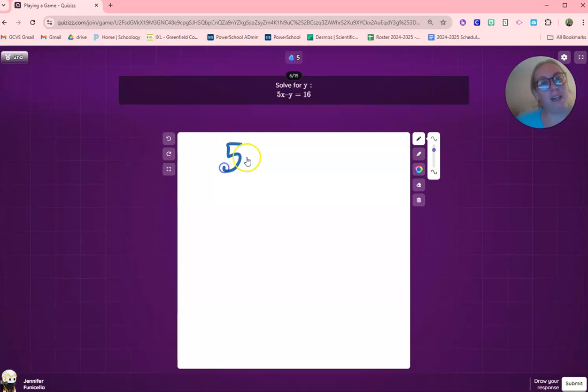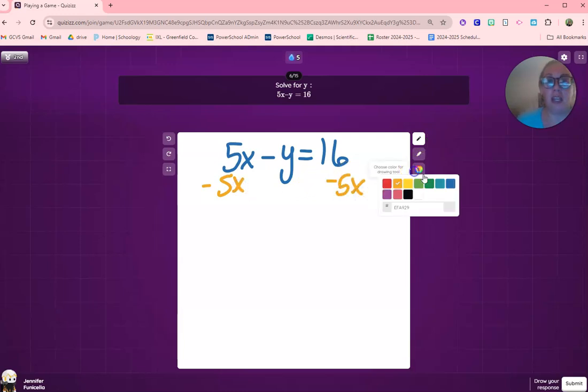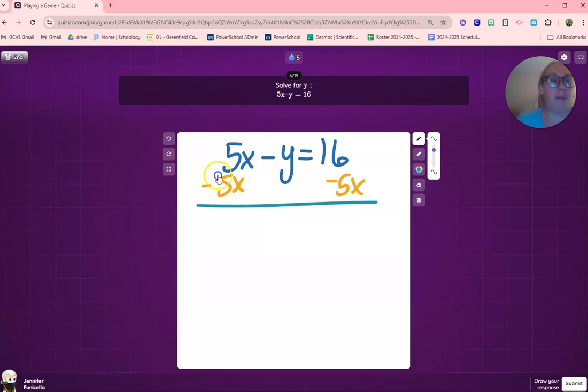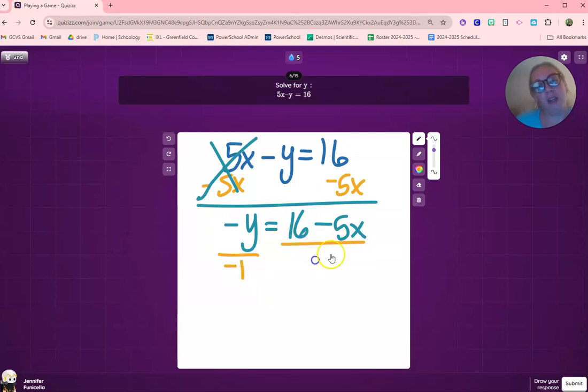Question 6 here. We have 5 times x minus y is equal to 16, and we're solving for y. So first thing we're going to do is move this positive 5x to the other side of our equation. And when we do that, 5x minus 5x cancel to 0, and we're left with that negative y. Make sure to bring that negative sign down with us, is equal to 16 minus 5x. So we're super close here, but we do want just a positive y by itself. So to do that, we can just divide everything by negative 1.